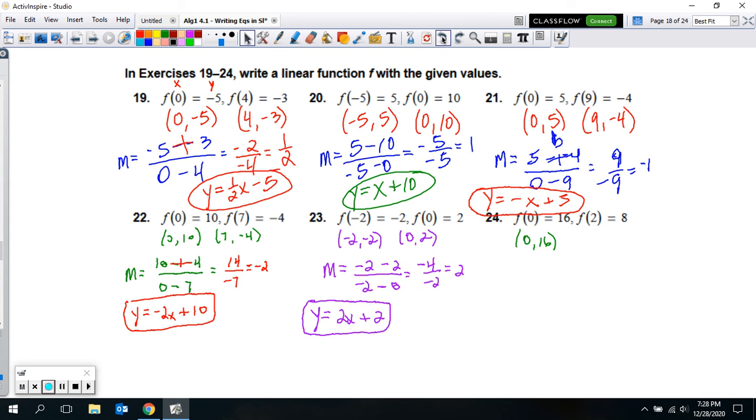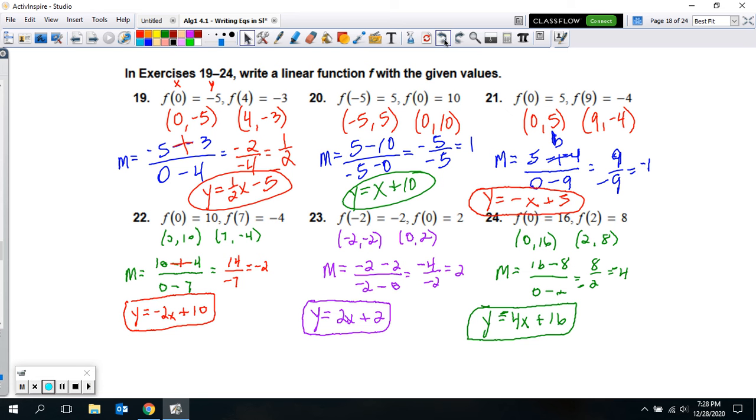And then 24, our last one here, 0, 16, and a 2, 8 are the two ordered pairs. And for your slope, 16 minus 8 on top, 0 minus 2 on the bottom, and that's a 2. I'm not sure what happened to the top of the 2, but that's supposed to be a 2. For 16 minus 8, that is 8, so it's 8 over -2, and that simplifies to a -4. So there's your slope, -4, and your y-intercept is a 16 on this one, 0, 16. So your answer there should be y is equal to -4x plus 16. So my negative's up here, it is -4x plus 16.